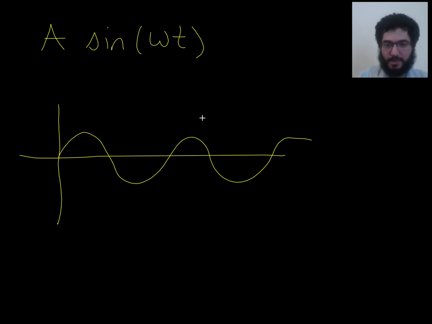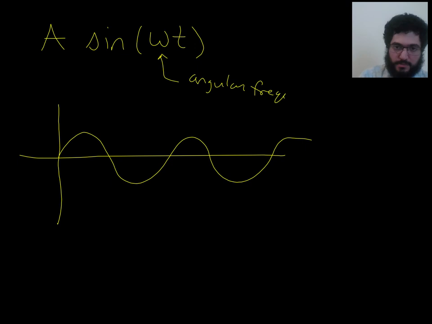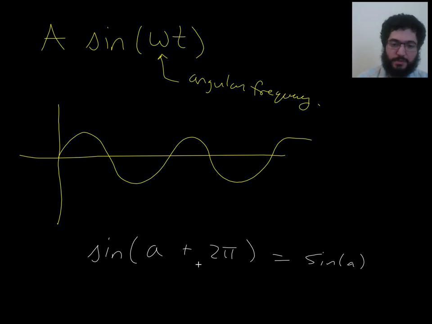How do we interpret the omega part? This part is called angular frequency, which is a little bit different from frequency. The way I like to interpret angular frequency is to think about the periodicity of sine in the first place. Sine repeats itself every 2 pi radians. If I take the sine of one number plus 2 pi, then I get the sine of the original number. So every time you add 2 pi, the sine repeats itself.